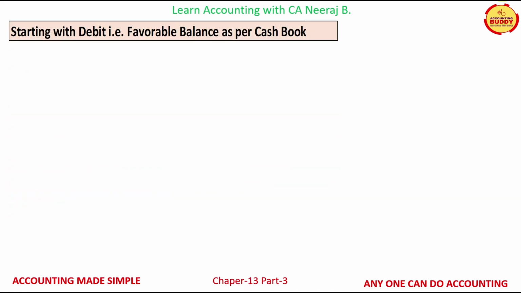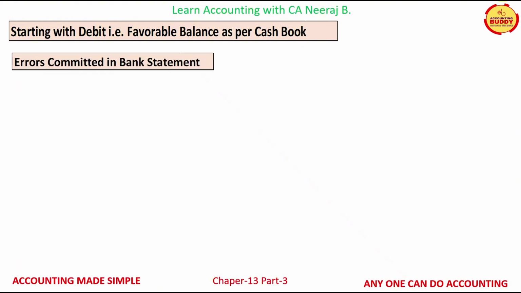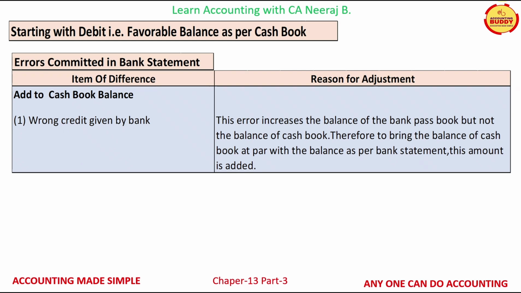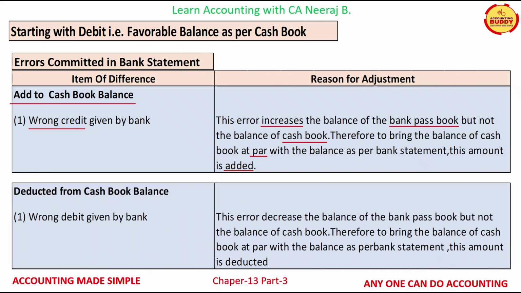In this slide, we will learn the process of bank reconciliation statement when we start with the debit balance of the cash book and the errors are committed in the bank statement. This error in the bank statement needs to be added to the cash book balance. The error is when wrong credit is given by the bank. This error increases the balance of the bank passbook but not the balance of the cash book. Therefore, to bring the balance of the cash book at par with the balance as per bank statement, this amount is added.